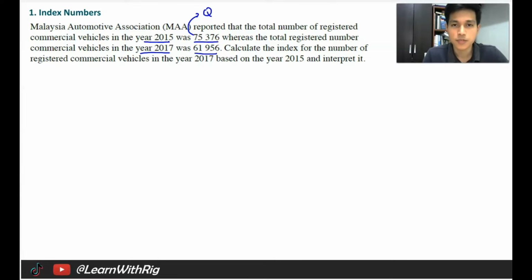So in this case they ask you to calculate the index number for the number of registered commercial vehicles in year 2017. Now I need you to see this. They are saying year 2017 based on year 2015. So what does that mean? Which one is Q1? Q1 is going to be this. This is going to be Q0 because it's based on 2015. So that means 2015 is the original amount, and then you want to see how much it has increased or decreased. Okay, so we're going to use the formula.